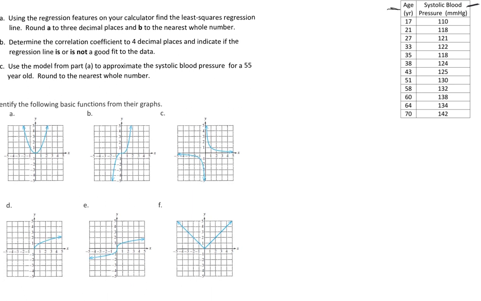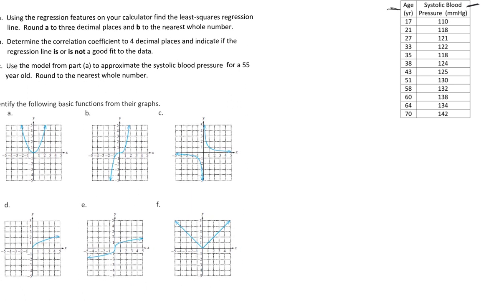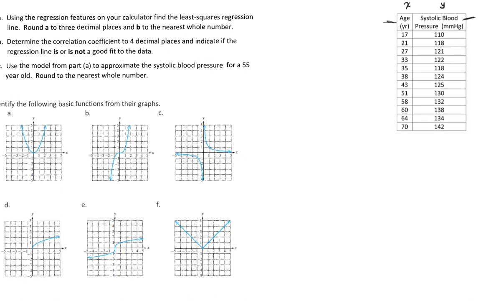All right, so now let's look at what this question is asking. So I brought our table from the other page, and I've put it right here for us to keep looking at. So this is using the regression features on your calculator. A: Find the least squares regression line. Round A to 3 decimal places, and B to the nearest whole number. And then B says, determine the correlation coefficient to 4 decimal places and indicate if the regression line is or is not a good fit to the data. And C says, use the model from part A to approximate the systolic blood pressure for a 55-year-old. Round to the nearest whole number.